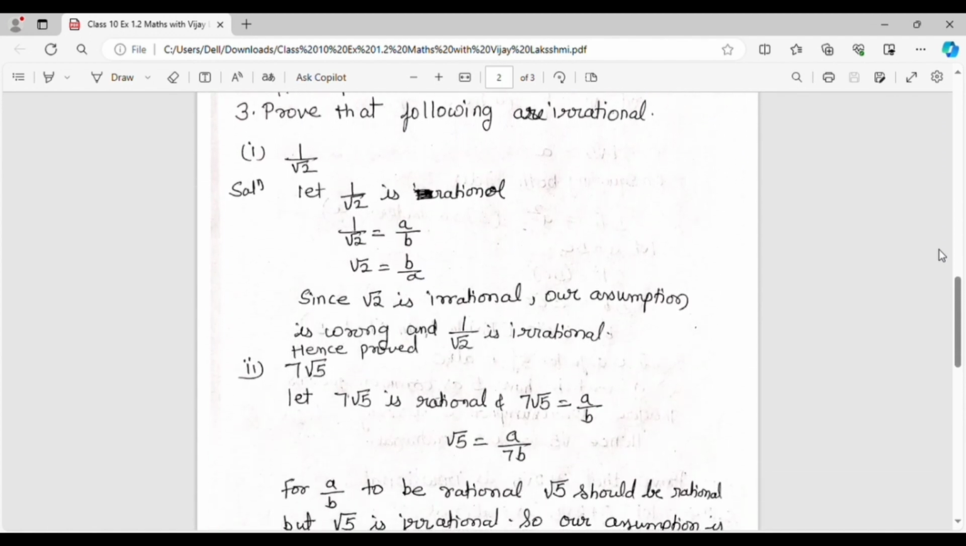Third question, prove that the following are irrationals. First part, 1 upon root 2. Here we will take 1 by root 2 as rational and equal to a upon b. On cross multiplication, we will get root 2 equal b upon a. Since we know root 2 is irrational, our assumption is wrong, and so 1 upon root 2 is also irrational.